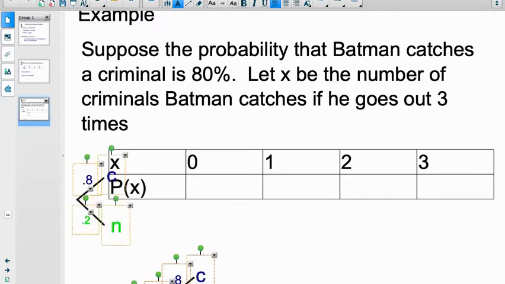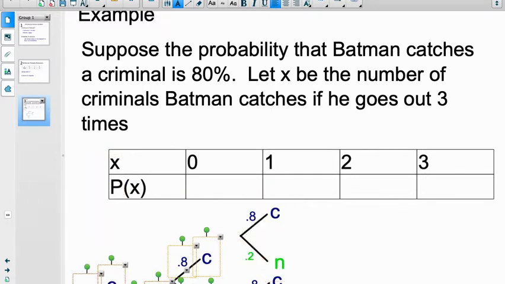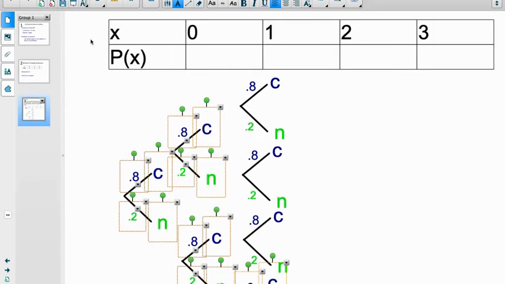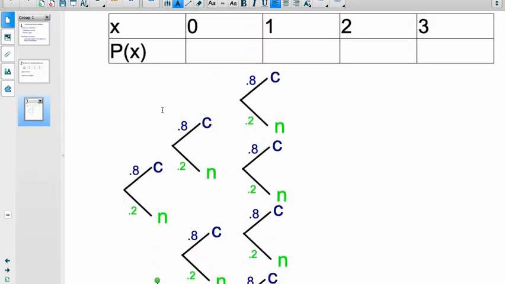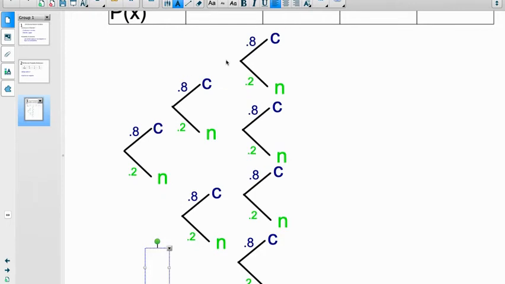So I drew one out here. It'll just take a second to get it all in place. So there you can see it goes out 3 times. Each one of these is one of the 3 times. So he could catch the criminal all 3 times. Catch, catch, not catch, catch, not catch, not catch, and so on.